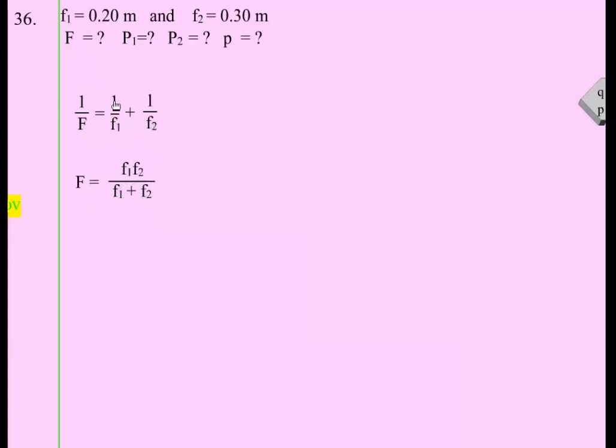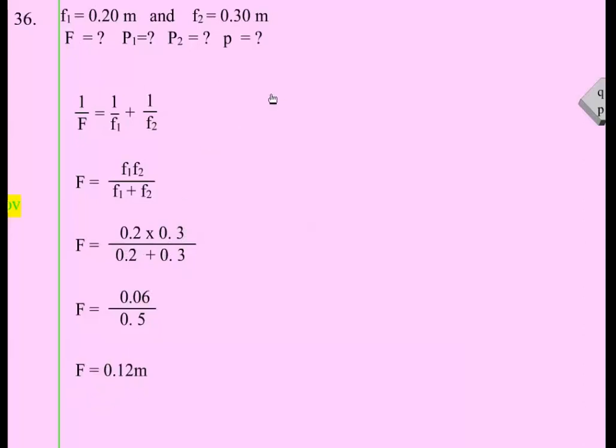The reciprocal of it is f1 f2 by f1 plus f2. Substitute for f1 and f2. We get this much, and therefore f is equal to 0.06, the multiplication of these, divided by 0.5, the addition of these. So f is equal to 0.12 meter. This is the focal length of the combination.